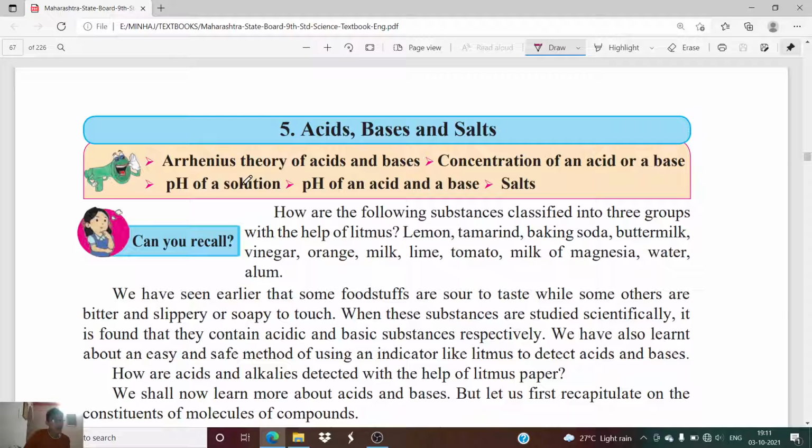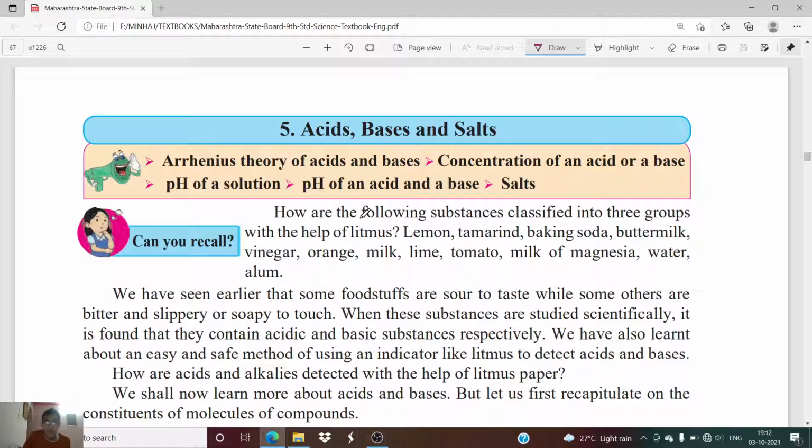Then we will see what is pH and how it can be used to identify whether the given compound is acidic or basic in nature. And then we will see briefly what are the salts and what type of salts we use on a regular basis. Now let's start with the question which is given over here.